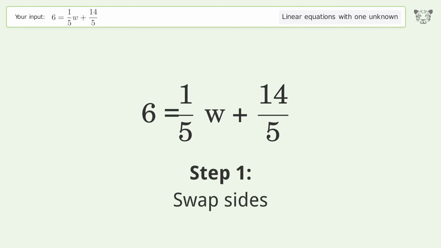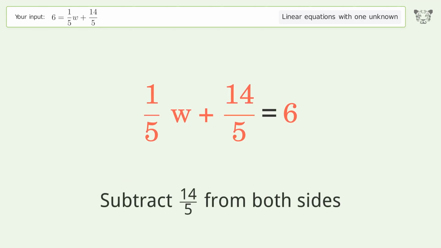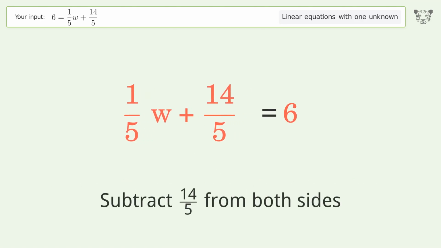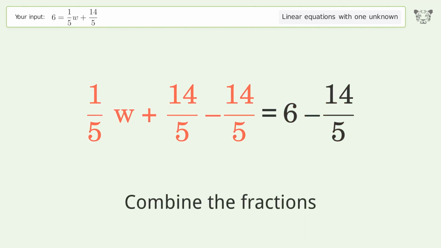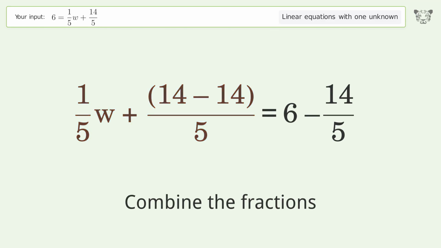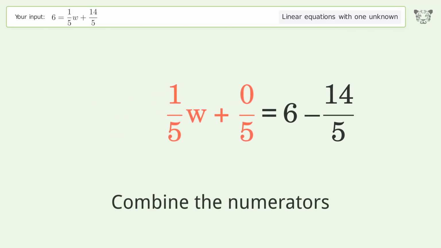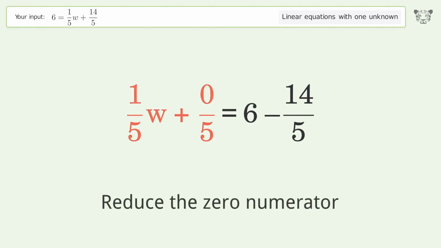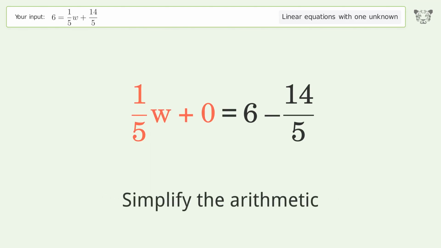Swap sides. Group all constants on the right side of the equation. Subtract 14/5 from both sides. Combine the fractions. Combine the numerators. Reduce the zero numerator. Simplify the arithmetic.